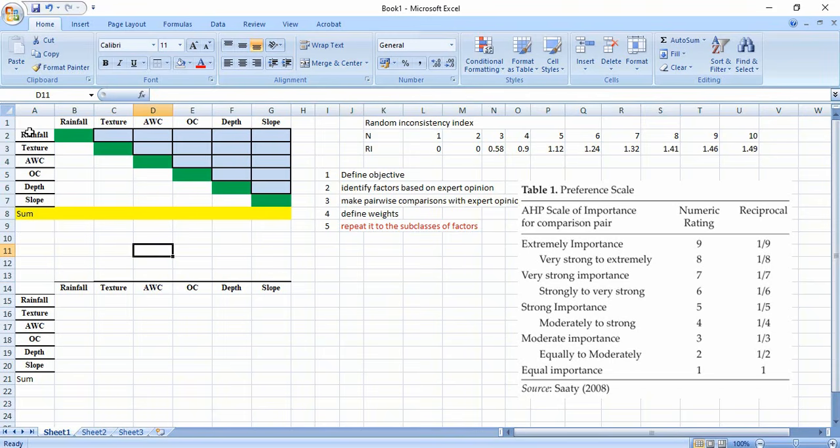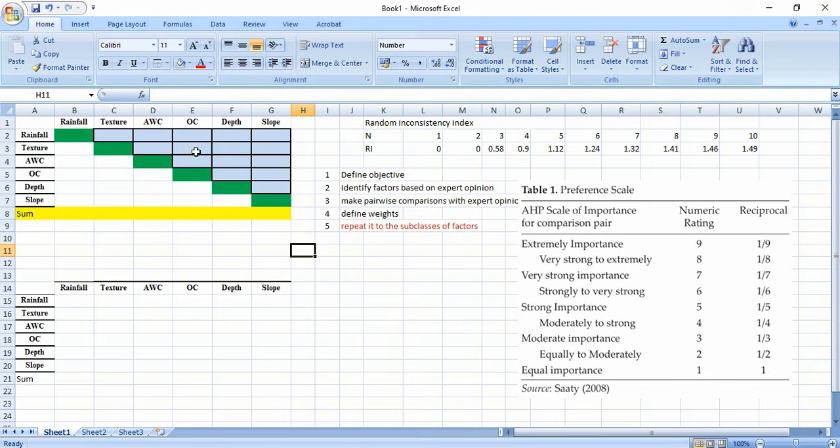So for this is the pairwise matrix. So here what we do, suppose we are having these 6 criteria. So for every pair we have to compare, and every pair means rainfall to rainfall, rainfall to texture, then rainfall to AWC, rainfall to OC, then rainfall to depth and rainfall to slope. Similarly texture to rainfall, texture to texture, texture to AWC, texture to OC, texture to depth and texture to slope. So similarly you have to create a matrix of this comparison.